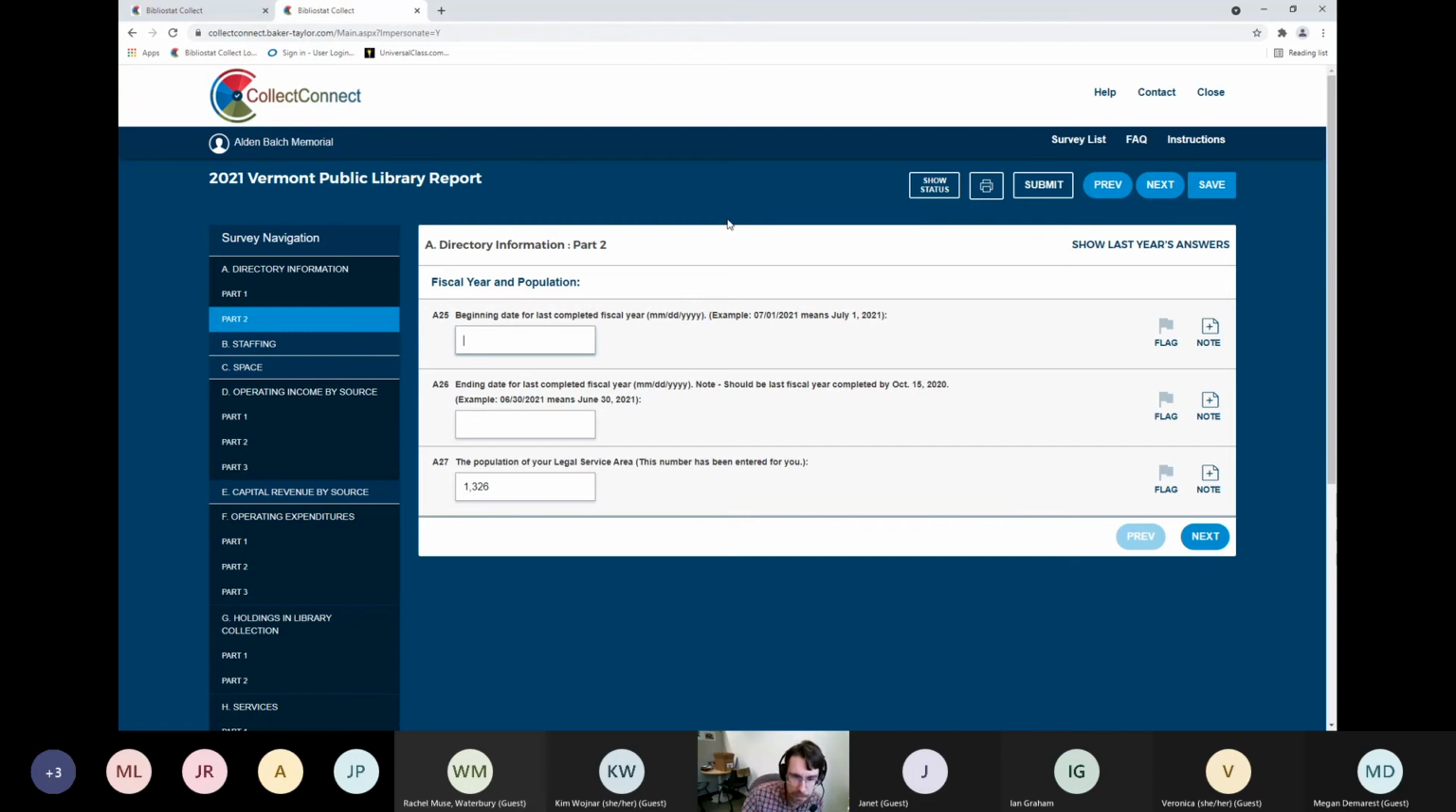Lastly, what is the population of your legal service area? I fill that in. You don't need to touch that. I update it every year. We haven't had the update for the coming year, so this is actually showing you last year's data, but that's something we do. So that was directory information.